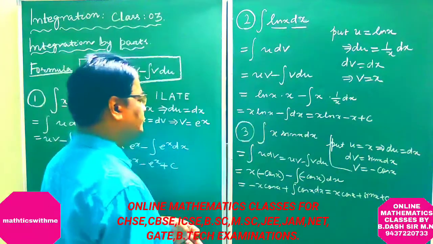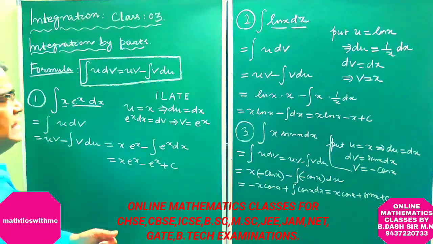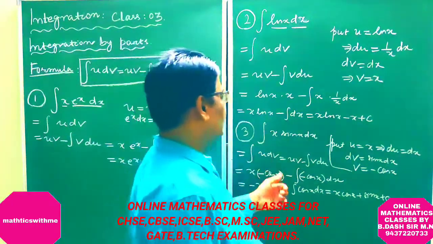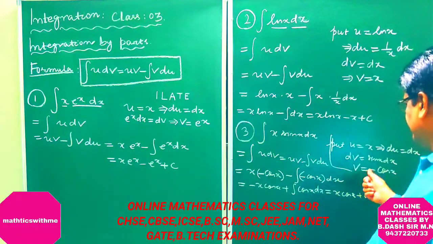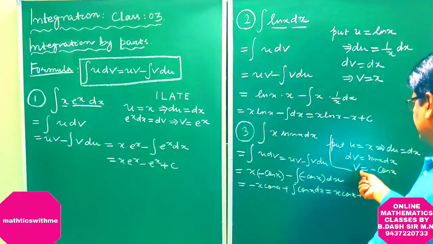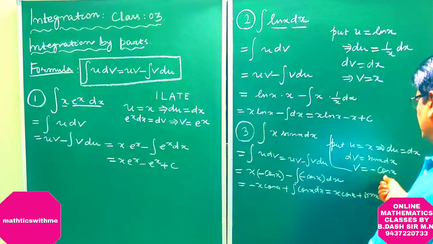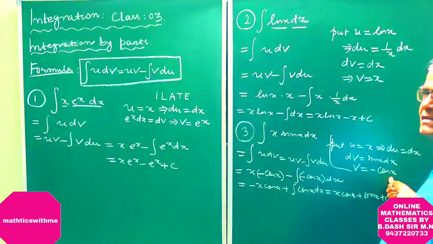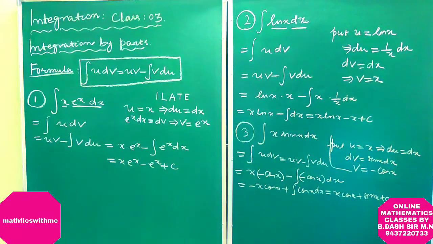So our third problem is also solved. In this case, we have taken u is equal to x, so that du is equal to dx. Then dv is equal to sin x dx. Integration of dv is v, which is equal to minus cos x, because integration of sin x is minus cos x.